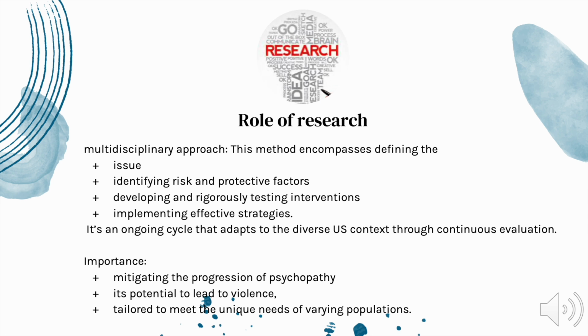This is not just about studying the problem, it's about taking a comprehensive multidisciplinary approach to find real solutions. This begins by identifying the factors that can either increase risk or offer protection. Following this is the development of interventions to put them through rigorous testing. This process is cyclical, which means that it involves constant action and reevaluation. The goal here is to prevent psychopathy from progressing and leading to violence. It's a methodical, ongoing effort to meet the specific needs of various populations with different levels of social, cultural, and ecological perspectives.